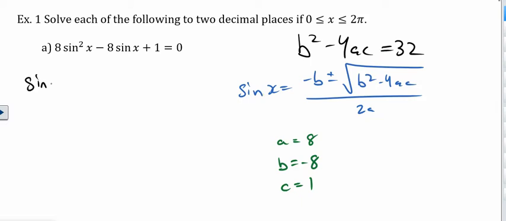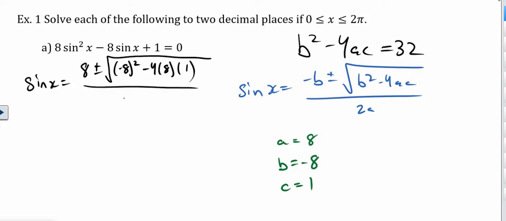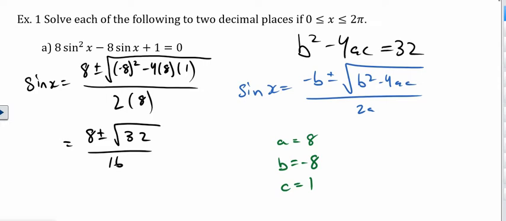So sine of x equals negative b, which is negative 8, which is 8, plus or minus the square root of negative 8 all squared. See how it's in brackets now? Minus 4 times a, which is 8, times c, which is 1, over 2 times a, which is 8. Okay? And this is 8 plus or minus, well, we already did this, 32. You might want to check it, but we already did it.